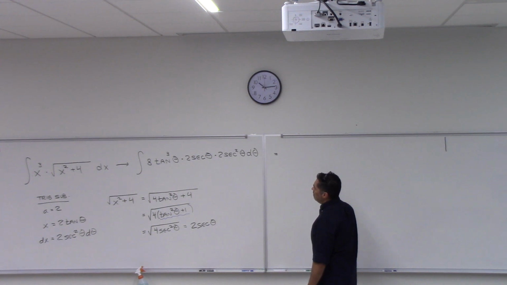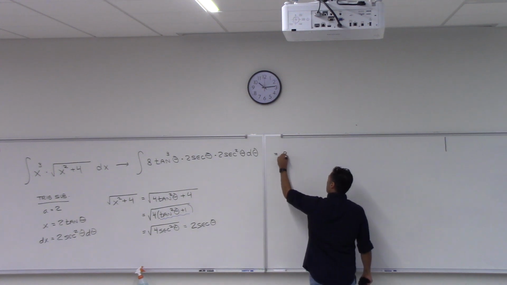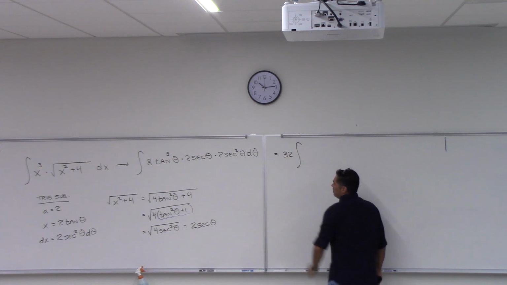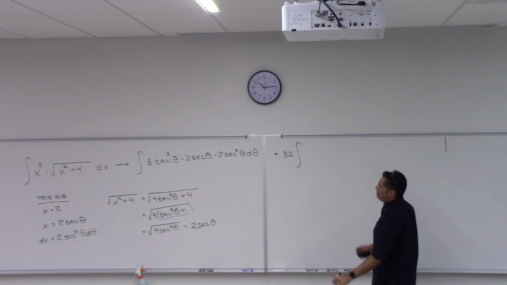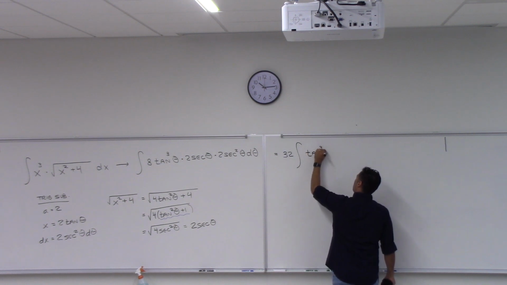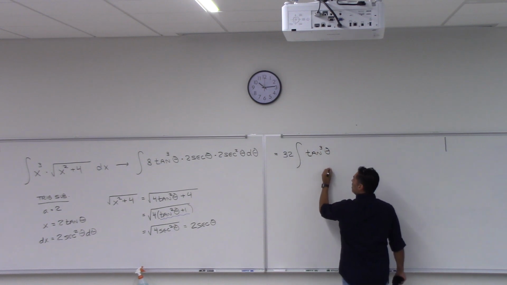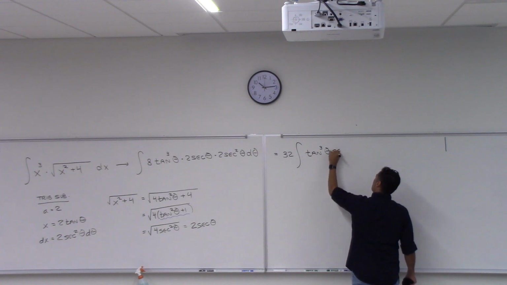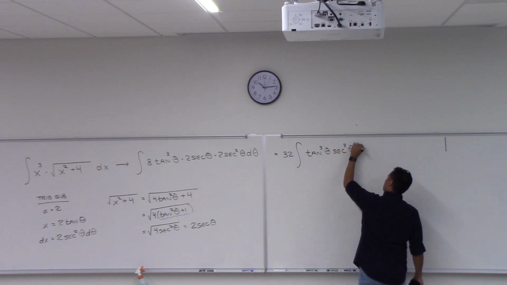32? 8 times 2 times 2? 32 on the outside? Okay, how many secants? Doesn't matter what order. Let's go tangents first. We have tangent cubed theta, right? And then secant cubed theta, d theta.